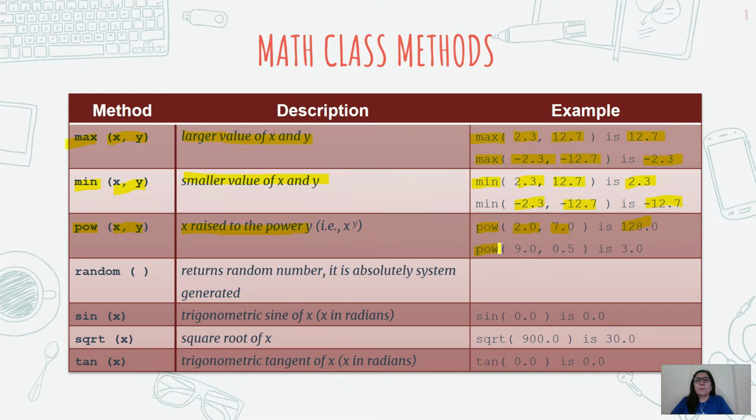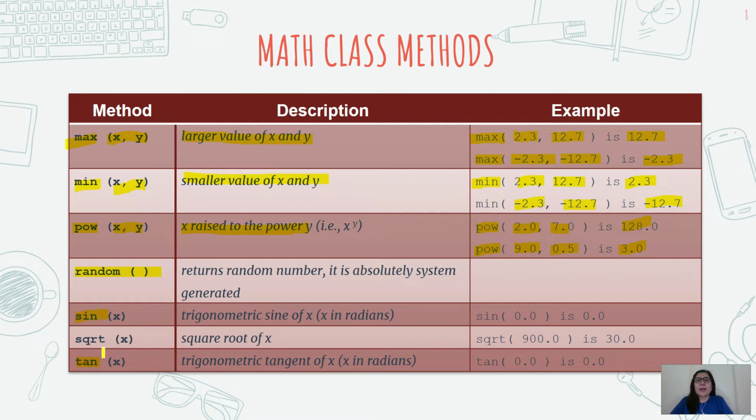We are using pow again, and then your base is 9, and your exponent is 0.5. So, 9 raised to 0.5, the result is 3. And we also have here random, meaning it returns a random number which is absolutely system generated. So, we use Math.random if we are doing random numbers. Okay?